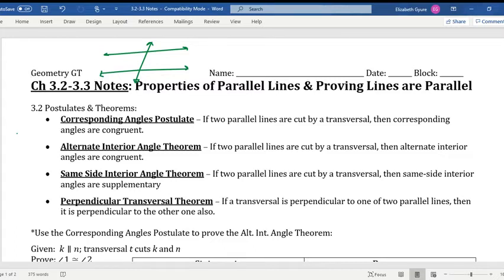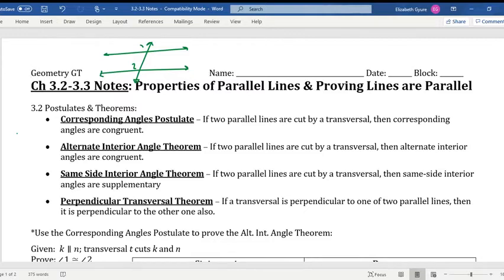Corresponding angles are going to be ones along the same side of the transversal and either both above or below, or same side of the transversal and then same side of the lines that are being intersected. So for example, this angle and this angle would be an example of corresponding angles. Okay. Our postulate with this is that if two lines are cut by a transversal, then corresponding angles are congruent. So if we have two parallel lines, those lines are being cut by a transversal, then that angle relationship is going to form congruent angles.